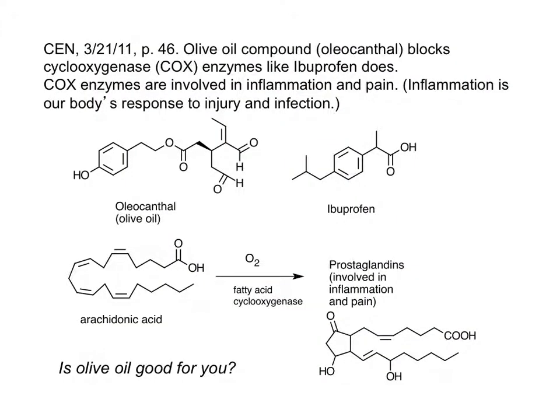Arachidonic acid is found in every cell in our body, and when we are injured, the arachidonic acid is converted to prostaglandins, which are involved in inflammation and pain. Ibuprofen inhibits the cyclooxygenase or COX enzyme, and that prevents the formation of prostaglandins, which will relieve pain and reduce inflammation. Olive oil also blocks that COX enzyme.